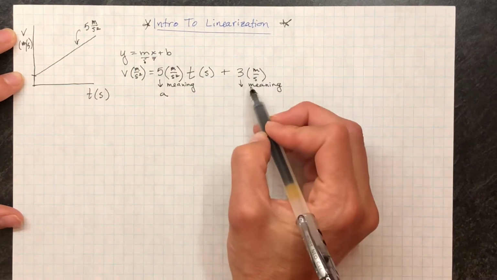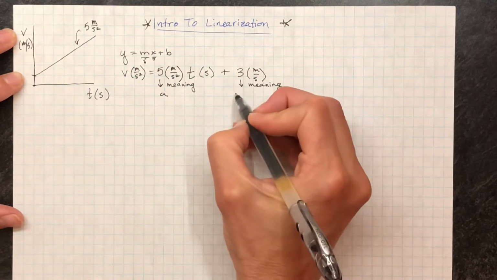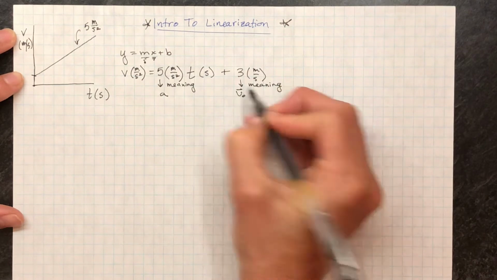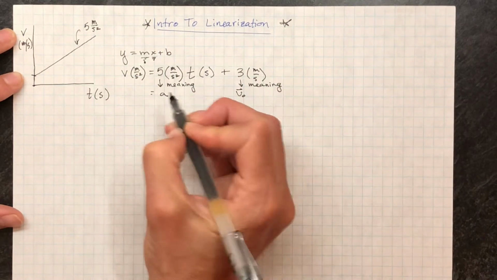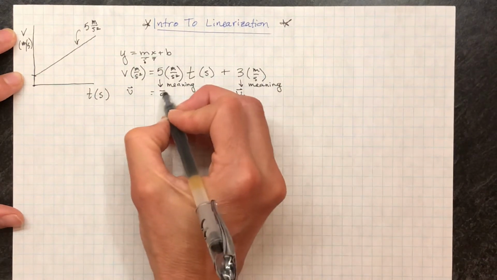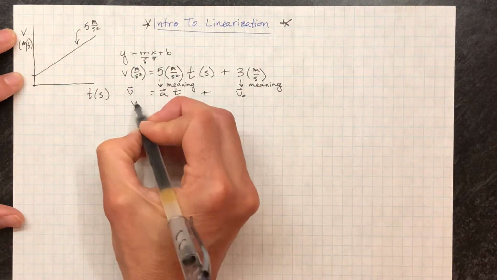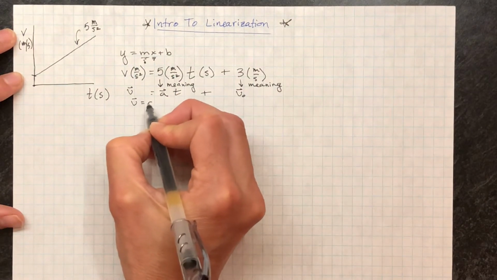Additionally, the y-intercept here is the velocity at time equals 0, so this is our initial velocity. So our equation becomes velocity is equal to acceleration times time plus initial velocity. I'll write that a little bit not so stretched out.